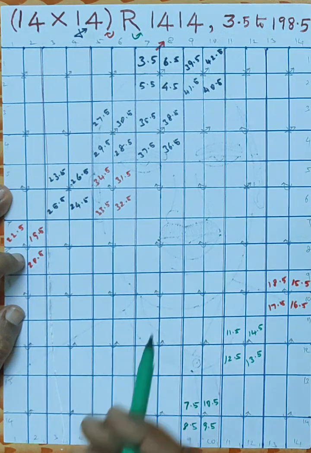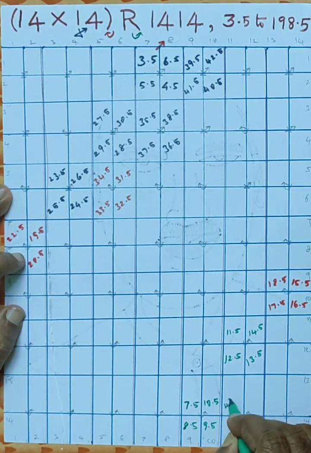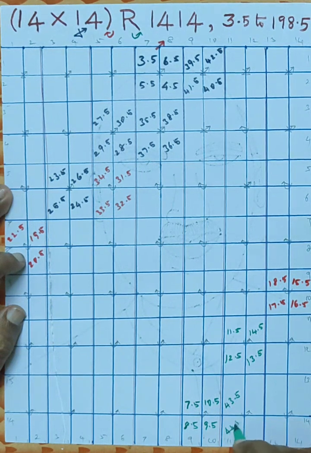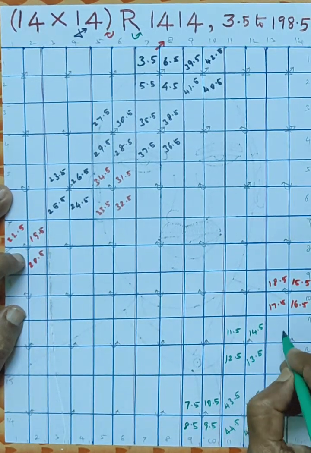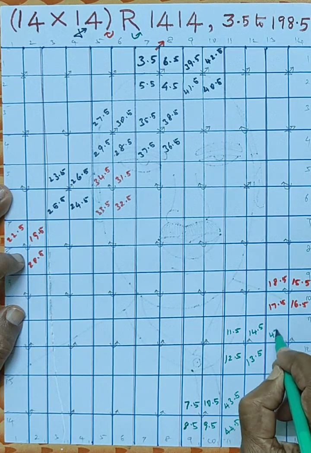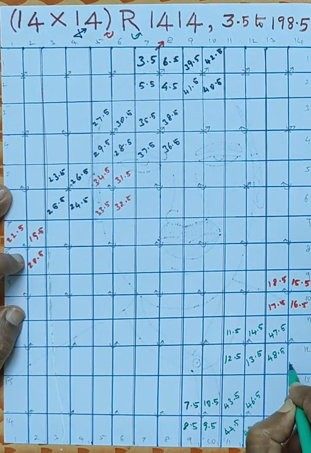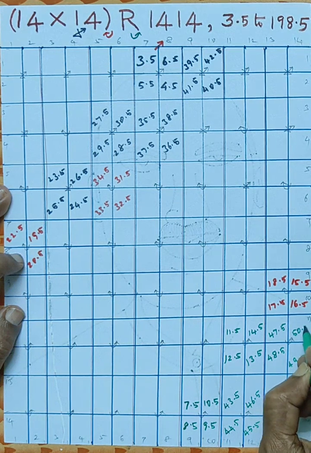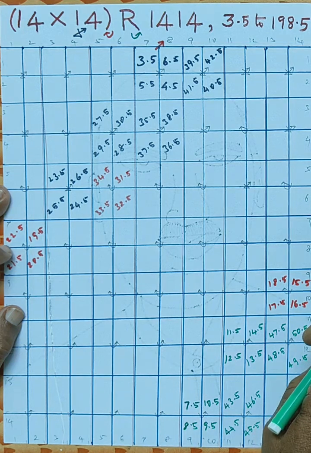After 42.5, 43.5, 44.5, 45.5, 46.5, 47.5, 48.5, 49.5, 50.5. Then previous row forward left.